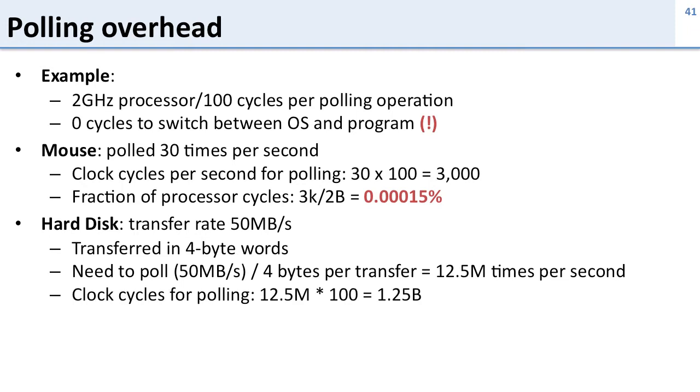So that's going to be 12.5 million cycles, for 12.5 million pollings per second. Each polling takes 100 cycles, so that's 1.25 billion cycles per second to do this transfer. As a fraction of our total processor cycles, that's 63% of the processor cycles just to transfer this data. So clearly this is a ridiculous amount of the processor time for transferring data from the hard disk.